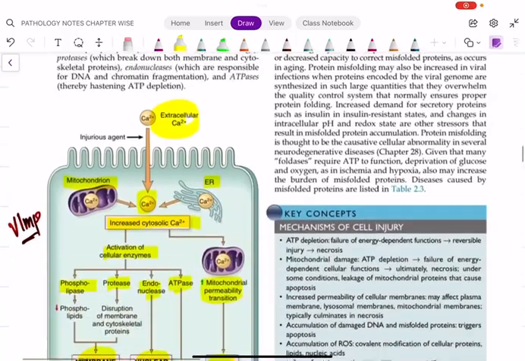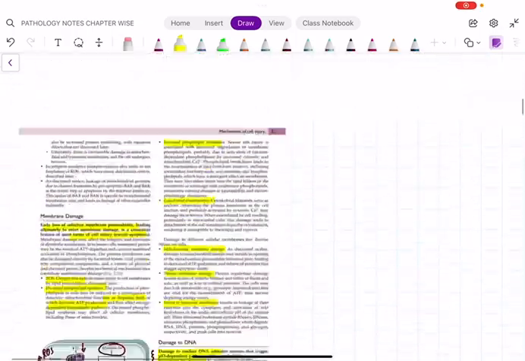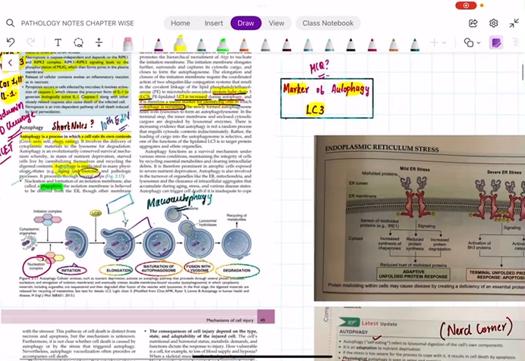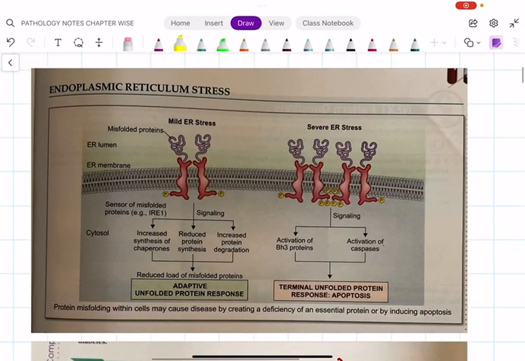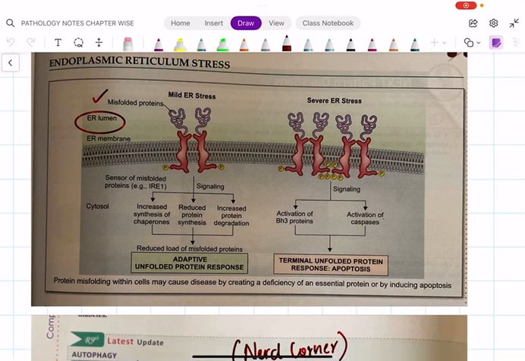I will explain this as a high yield fact here. What is ER stress? Misfolded proteins reach the endoplasmic reticulum lumen. There will be increased synthesis of chaperones, reduced protein synthesis, and increased degradation.